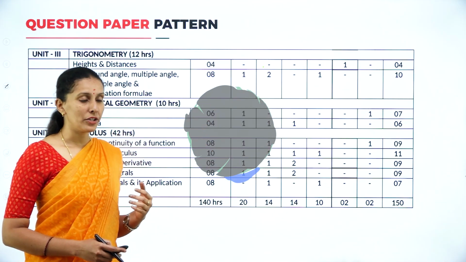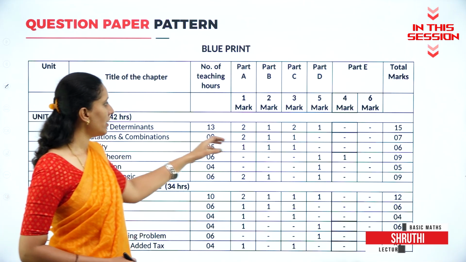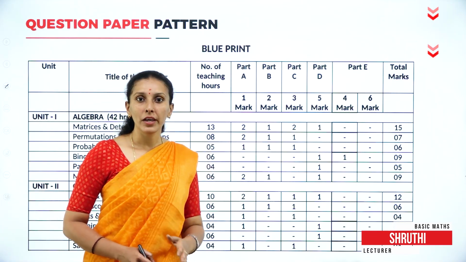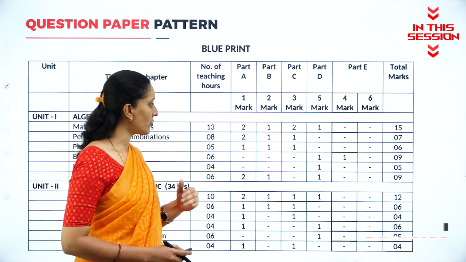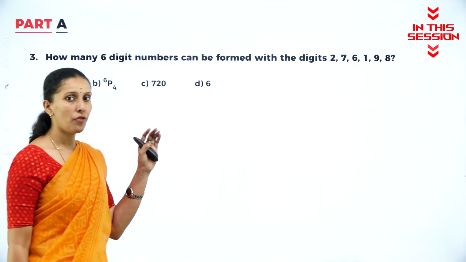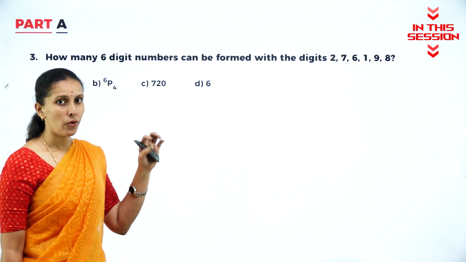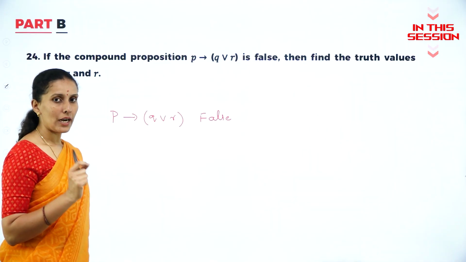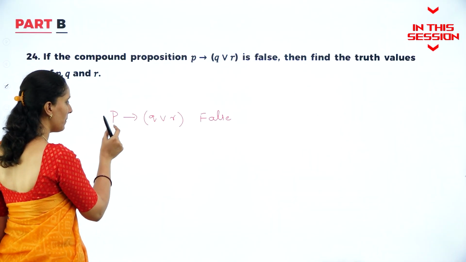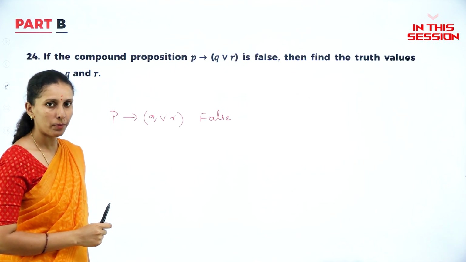What are the types of questions you can expect from this chapter? From matrices and determinants, it will be purely on the matrix method, solving linear equations by matrix method. So we are supposed to form 6 digits, and here also we have 6 digits. We are going to use all the 6 digits in the 6 places according to the conditional statement. If the first statement is true and the second statement is false, then only the compound proposition is false.